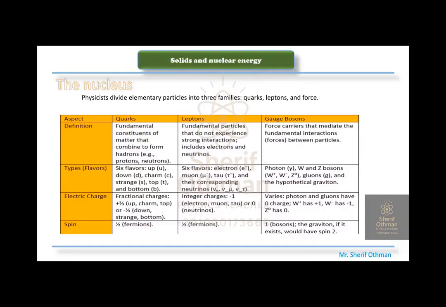Spin is the direction of rotation. It has a certain direction, either clockwise or anti-clockwise, so we call it half-spin, which is called fermions. Fermions means it has a certain direction of rotation.